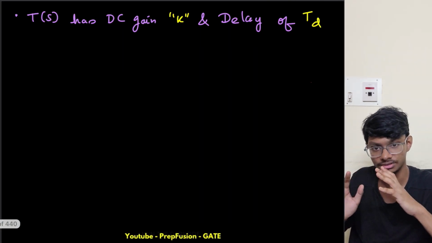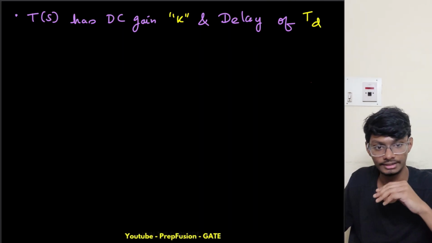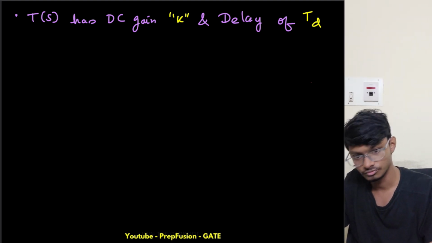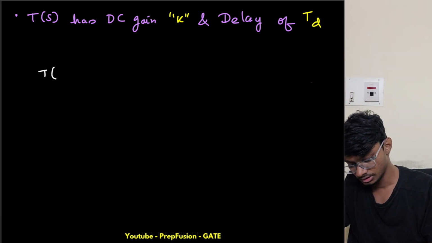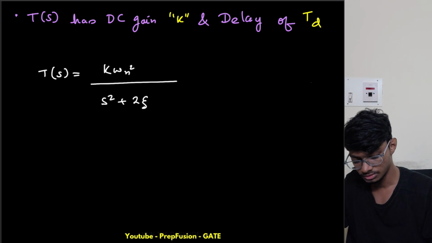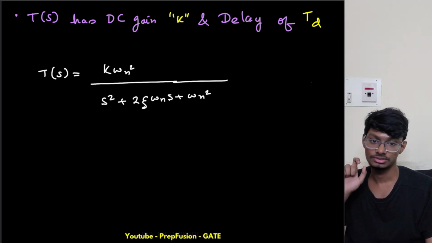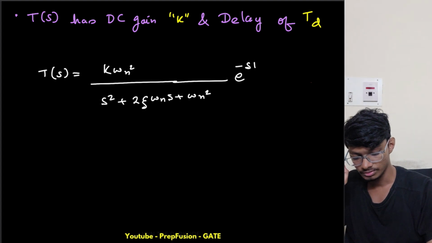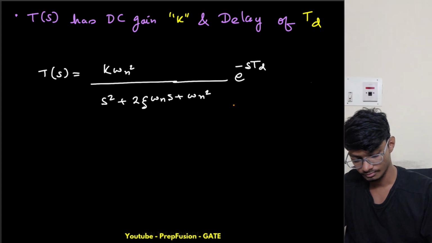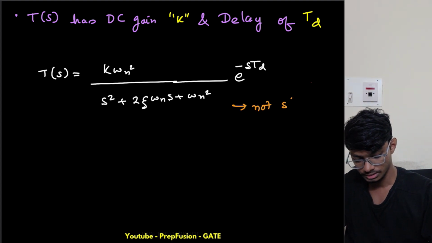Next, if my transfer function has DC gain k and a delay of td, what will happen to my response? Basically what will happen to my transfer function? It will get changed slightly. It will have k omega n square over s square plus 2 zeta omega n s plus omega n square. Also there will be a delay, which will be e raised to the power minus s td. So this is not the standard format.